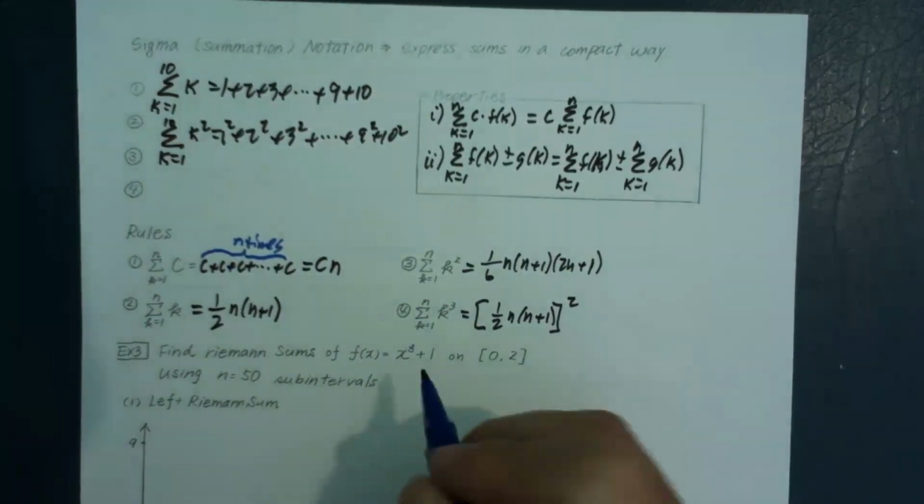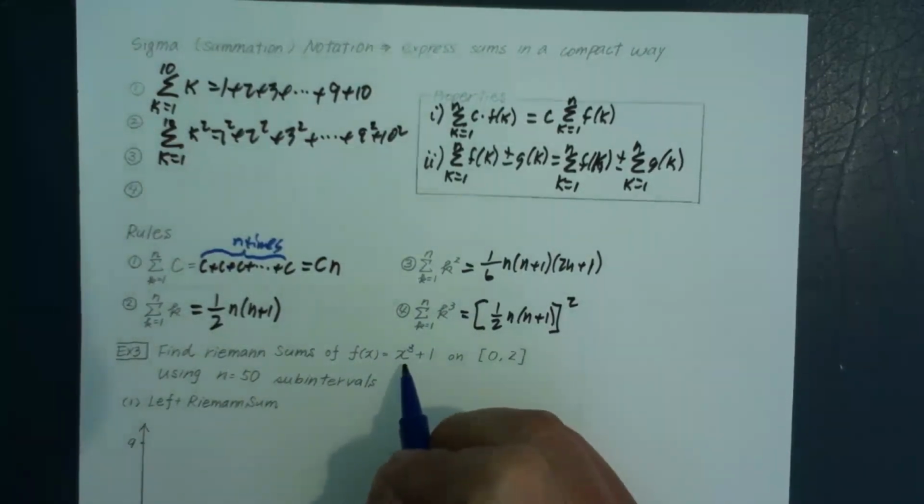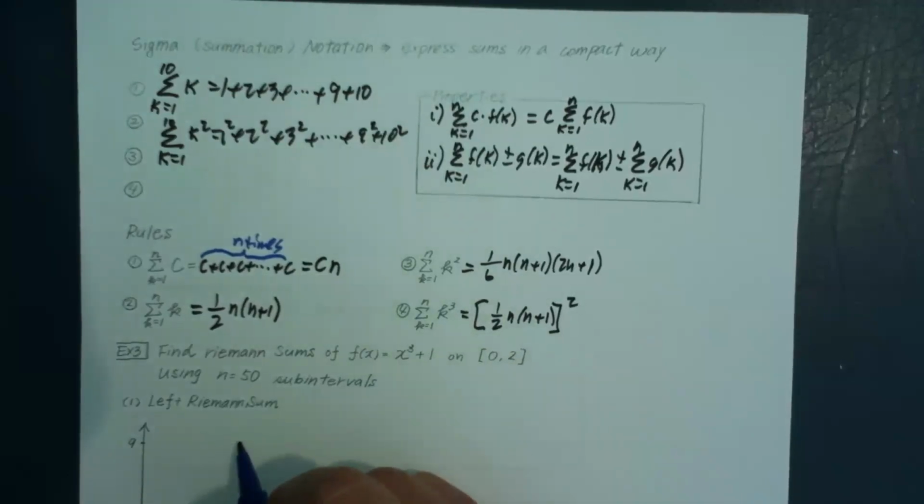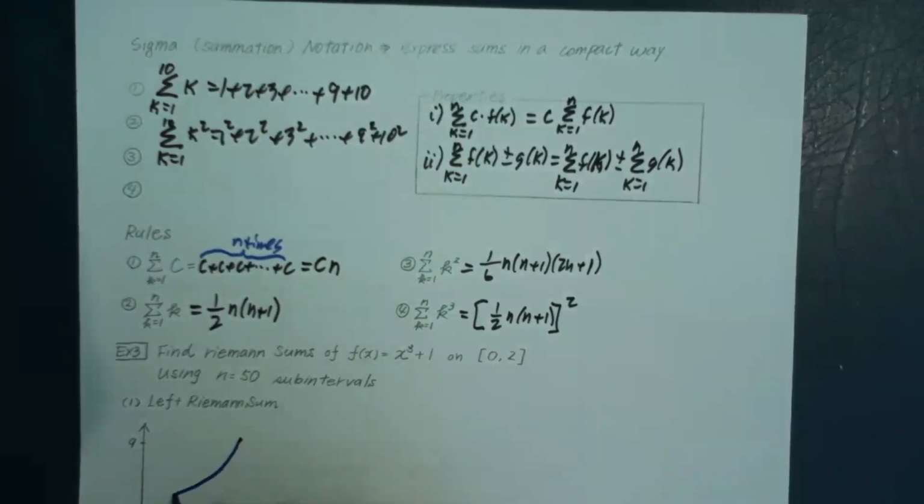So this one here, we have x cubed plus 1. So 2 cubed is 8. 8 plus 1 is 9. So we're going to stop here. And the function looks like this. And we're going to be going from 0 to 2. We're going to start with the left Riemann sum.